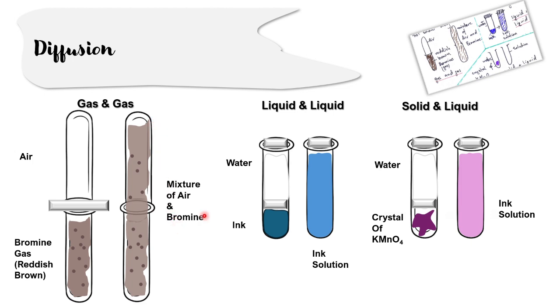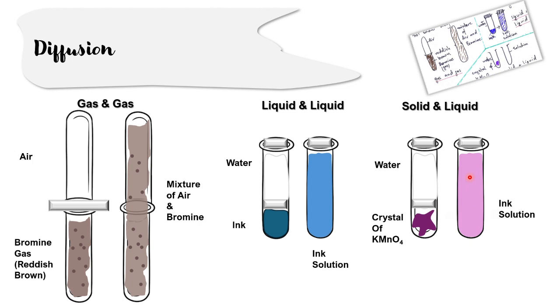Now the second one is between liquid and liquid. In one jar we have ink and water, and after some time you can see that the ink has spread all over the jar. The third one is solid and liquid. In the first jar we have a crystal of potassium permanganate and water. The crystal of potassium permanganate is solid, and it is of purple color. After some time it will start dissolving and the solution will change all over to the same color, and it will have the purple color throughout.